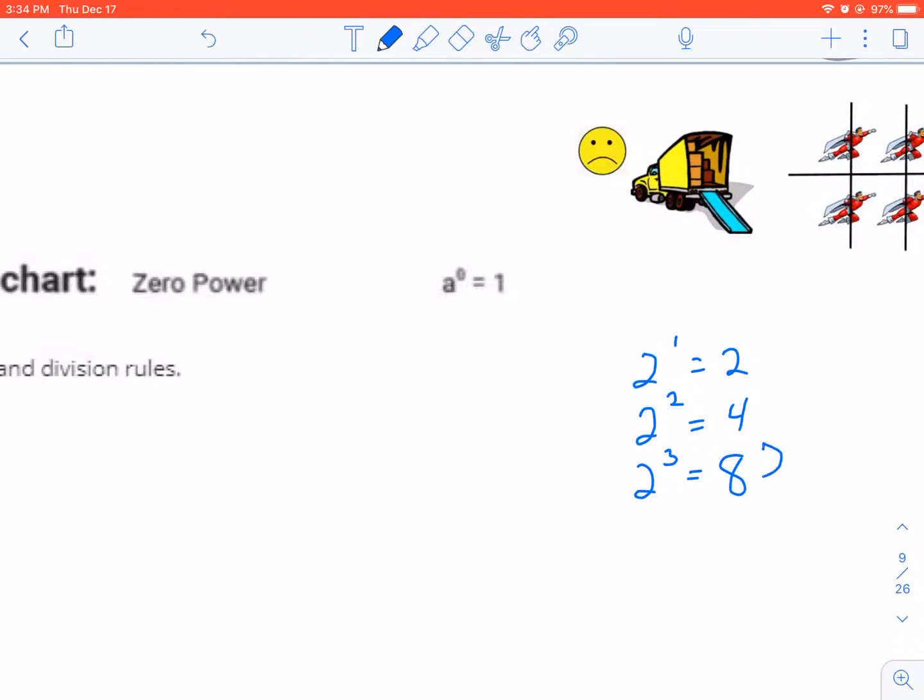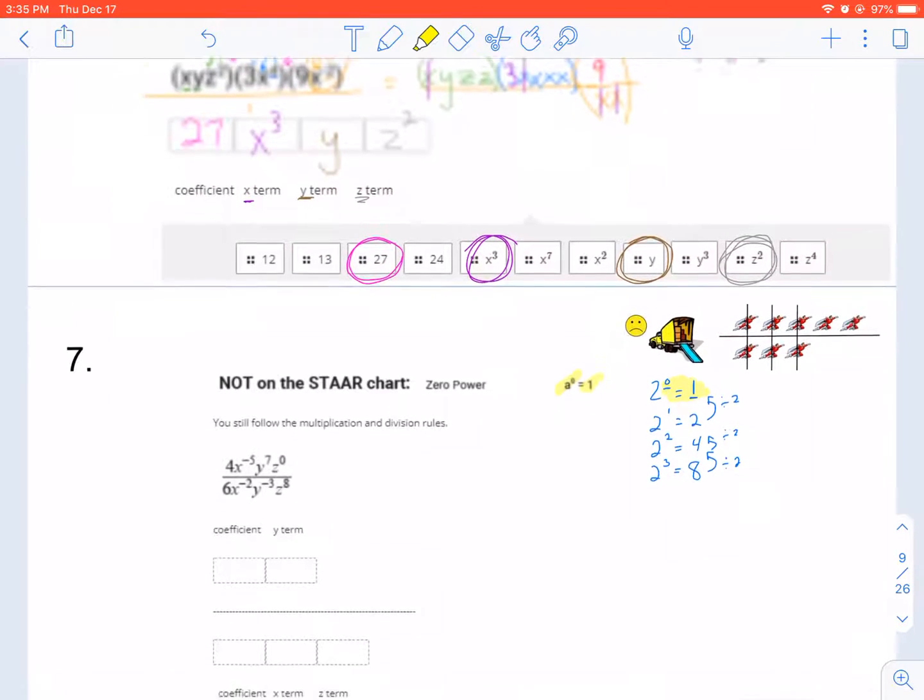And what we're doing here is we are dividing by 2 to go backwards. So if I divide one more time by 2, 2 divided by 2 would give me a 1. So if I continue that pattern going backwards, the 0 power would be 1. This works with any number whenever you do the power. Anything to the 0 power is 1. And that's our rule. Okay? Anything to the 0 power is 1.